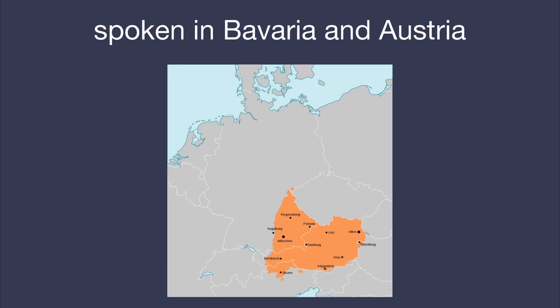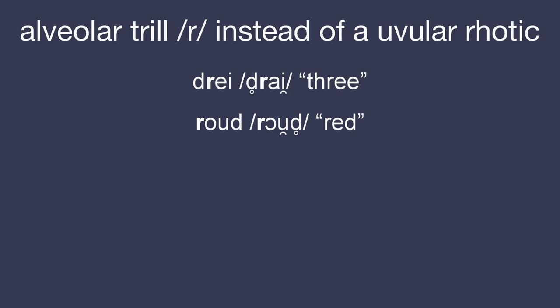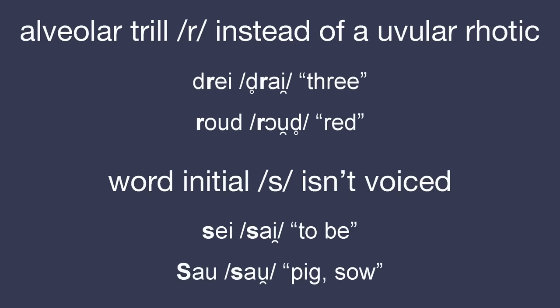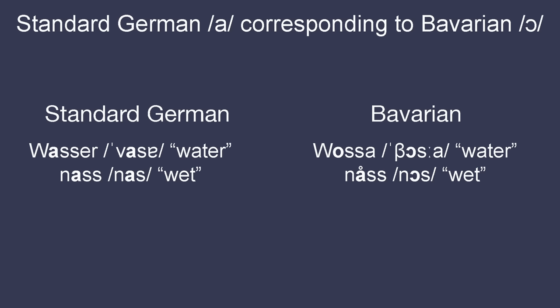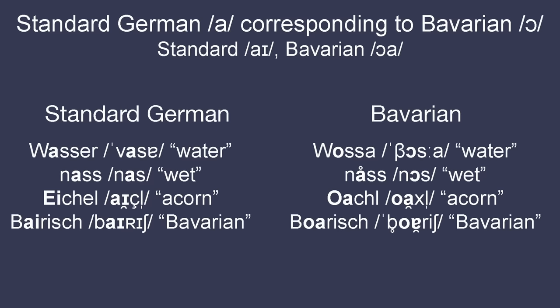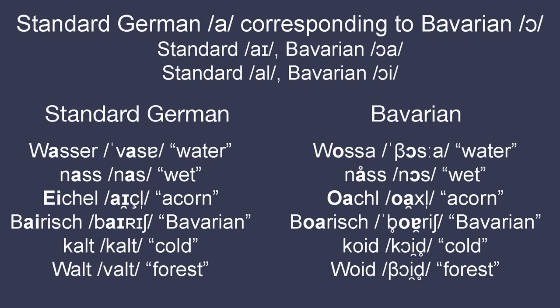It's a group of High German dialects spoken in the German state of Bavaria, as well as Austria, although in both countries, standard German is used for formal situations. Phonology-wise, Bavarian tends to use an alveolar trill instead of a uvular rhotic, and the s sound isn't voiced where it would be in the standard language. Many vowels are shifted around compared to standard German, like a corresponding to Bavarian o, standard German i to oa, and even sequences like al corresponding to oi.